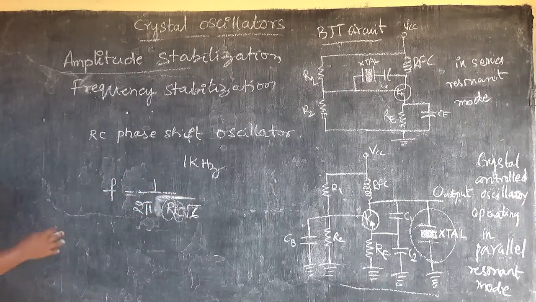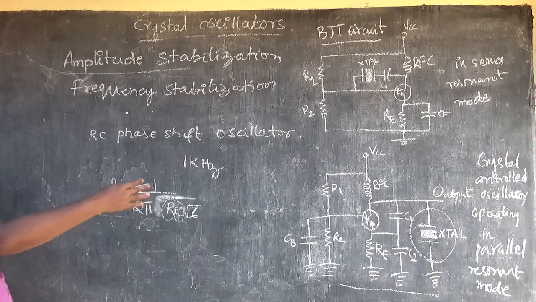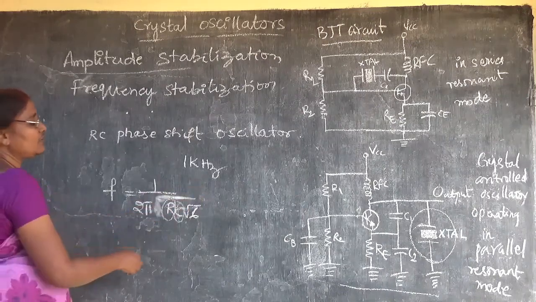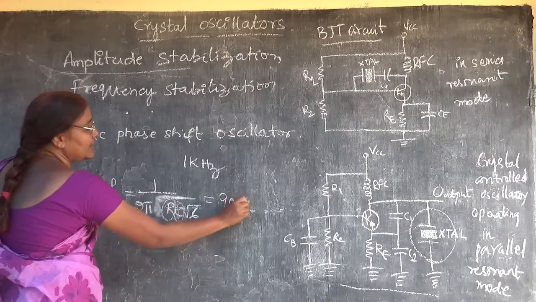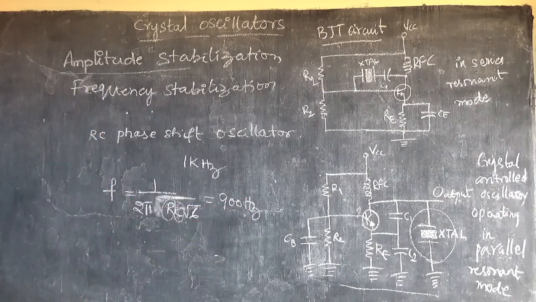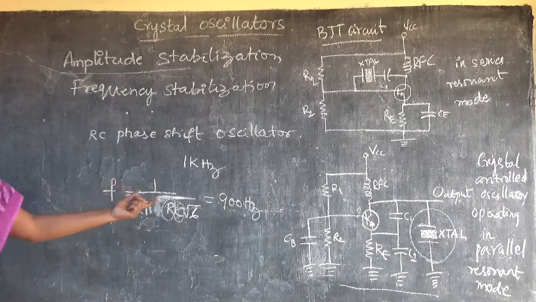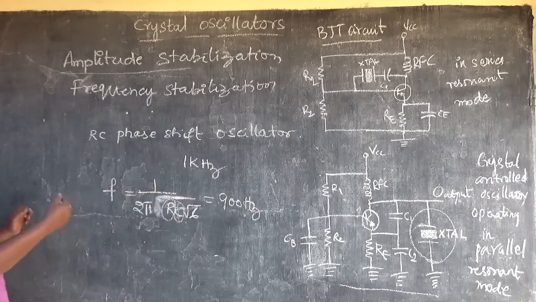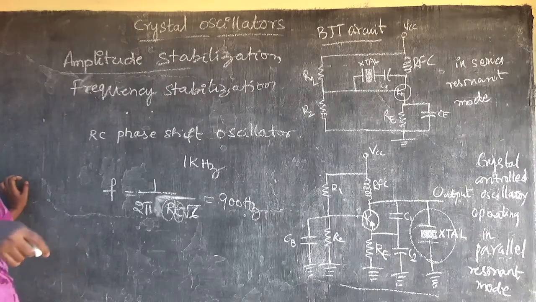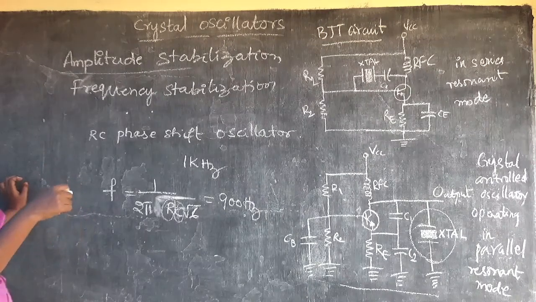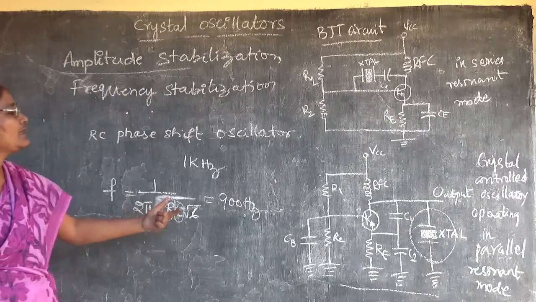While you are using this RC phase shift oscillator on the long run, on a long time span, say after 10 years or so, your frequency will not be 1 kilohertz. There will be a drift in your frequency. That means there will be a change in your frequency. Let us say it gives 900 hertz. You didn't change anything in your circuit, but your frequency has changed. That is what we call instability in the frequency. Your frequency is not at all stable over a long run of the circuit.